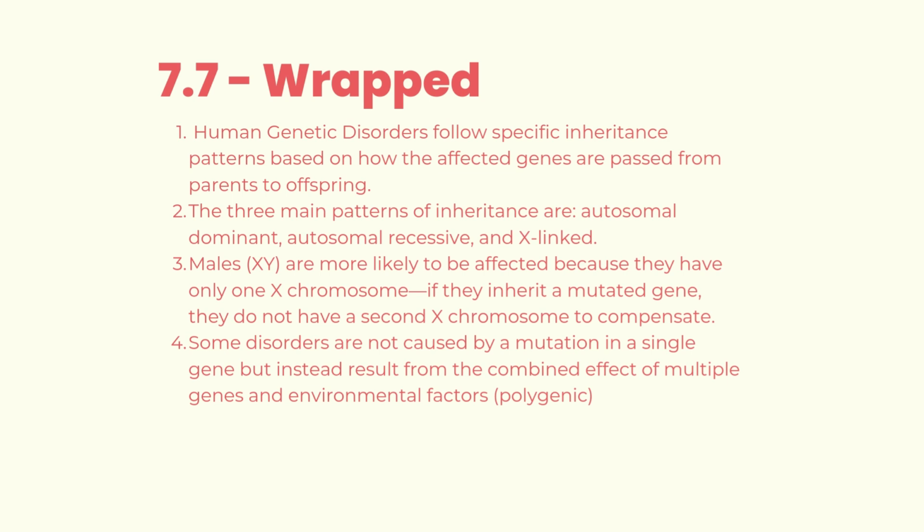So to wrap all that up, human genetic disorders can be inherited in several different ways. They can be autosomal dominant, autosomal recessive, or X-linked. X-linked recessive disorders are more likely to affect males because of their single X chromosome. Some disorders are polygenic, meaning that they involve multiple genes and environmental factors.